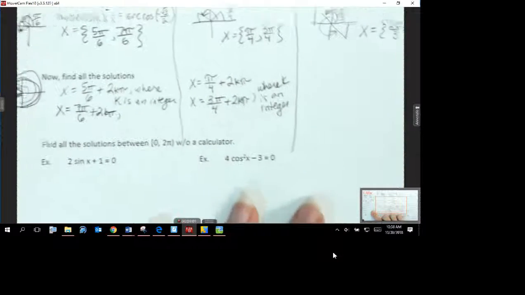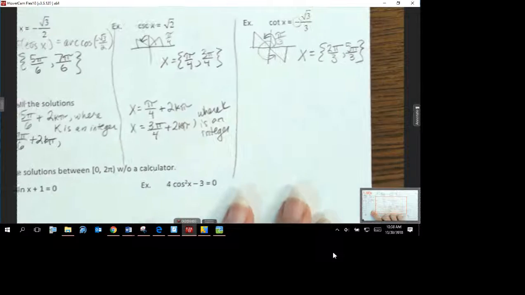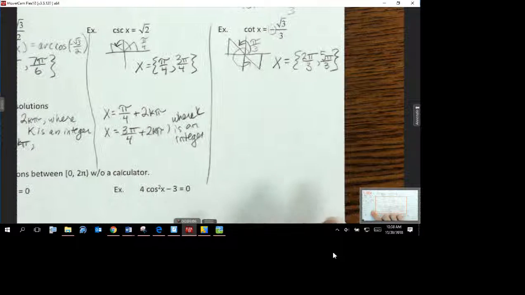How did you do? 5 pi over 4 plus 2k pi and 3 pi over 4 plus 2k pi, where k is an integer. All right, now I just said don't do this one because this one was different. Let's see why this one is different.